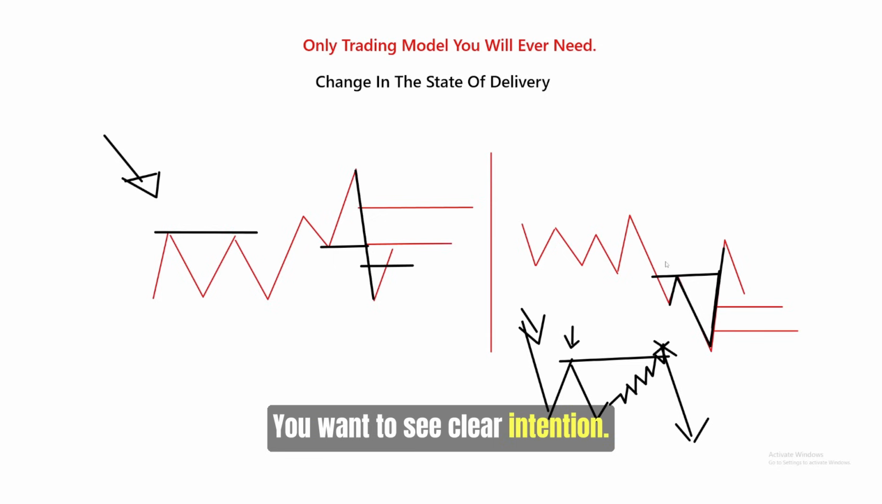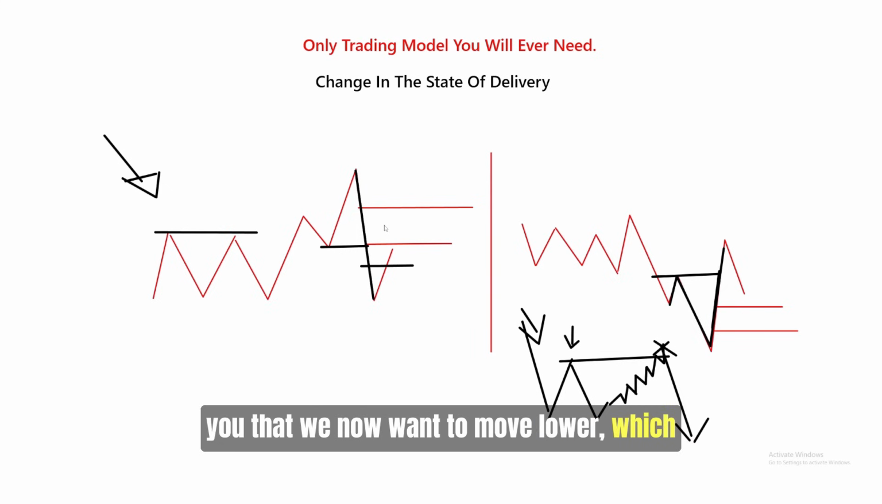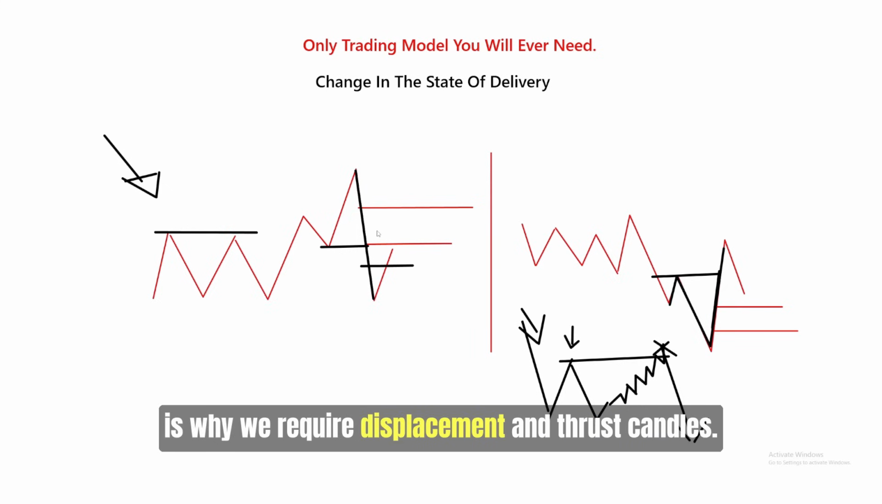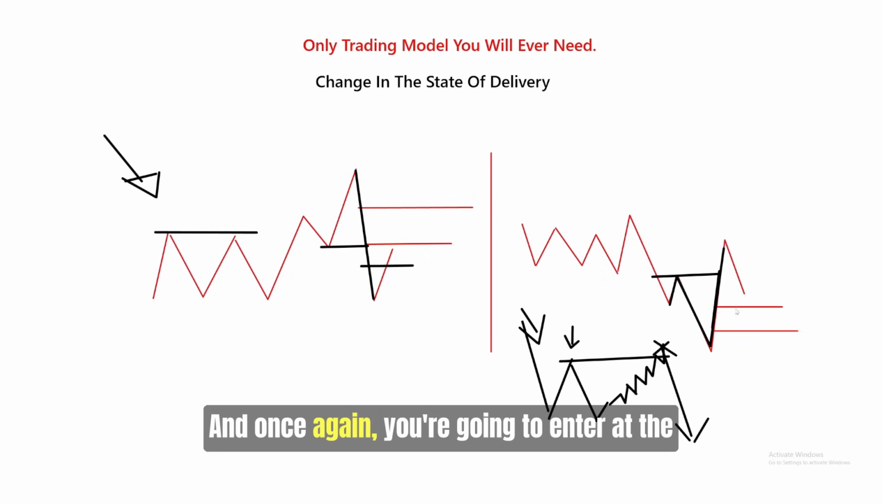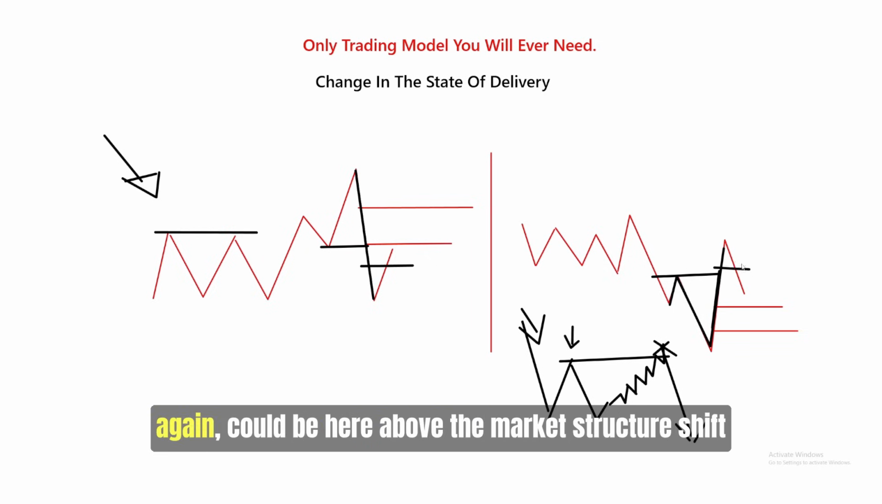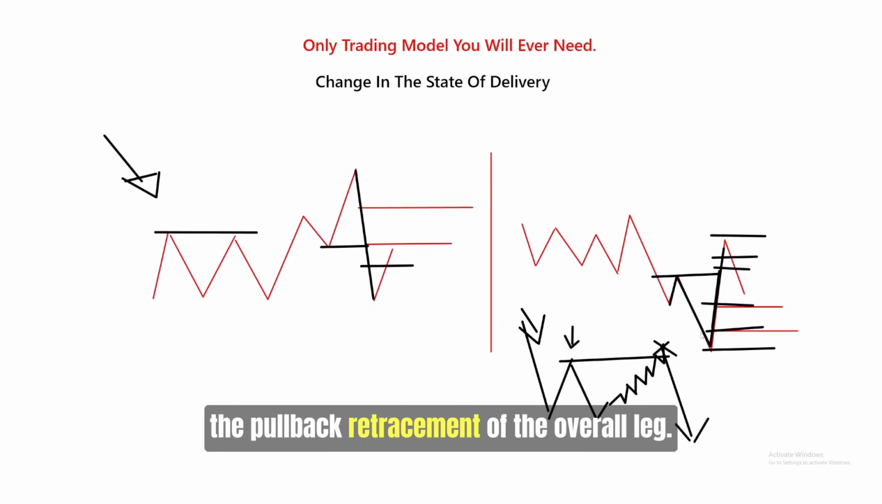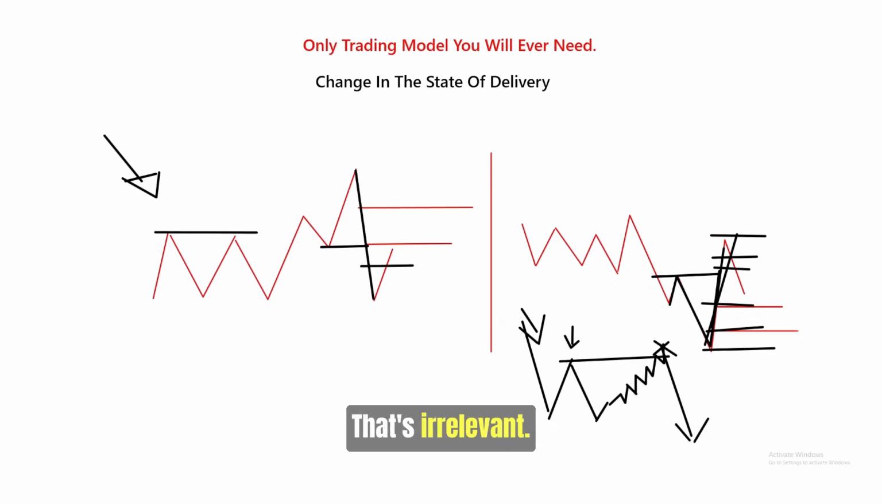You want to see clear intention. This is a change in the state of delivery. You need to see the market structure really showing you that we now want to move lower, which is why we require displacement and thrust candles. And once again, you're going to enter at the open of the closest fair value gap, which could be here above the market structure shift point, or could be here within the 50% of the pullback retracement of the overall leg. That's irrelevant.